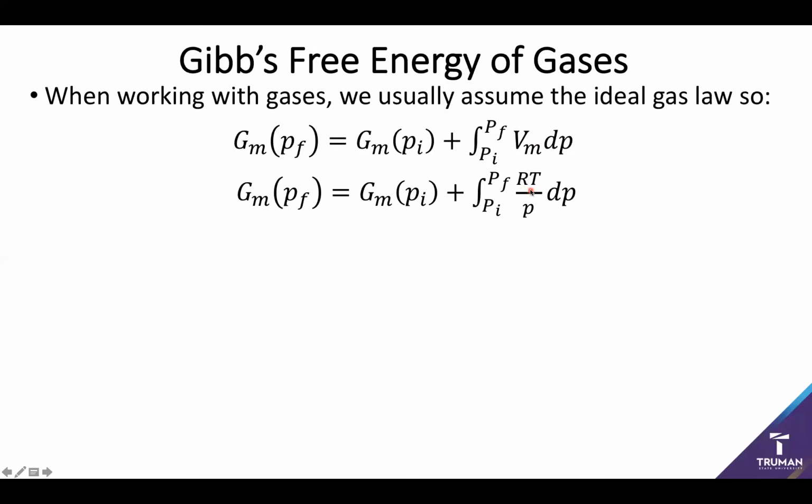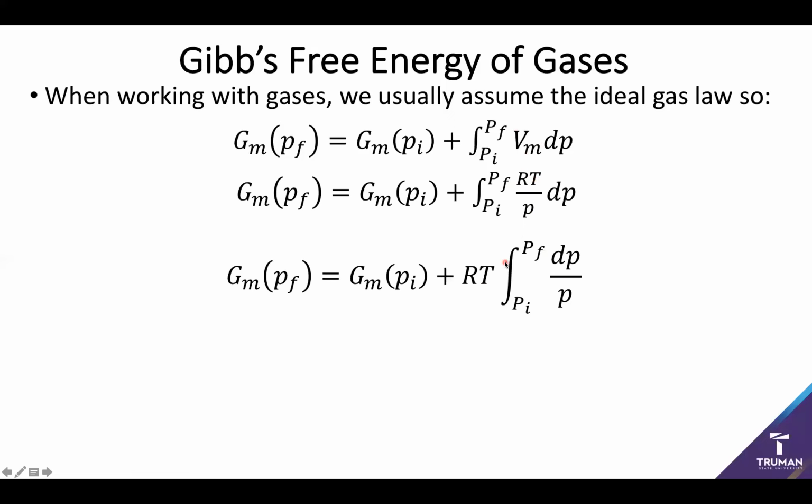Well, at this point, I can then pull my constants RT out in front of the integral, and I'm left with the integral of dP over P. Well, at this point, this integral should look real familiar to you. So our difference in free energy upon the application of pressure is literally going to be RT times the natural log of our final pressure over the initial pressure.